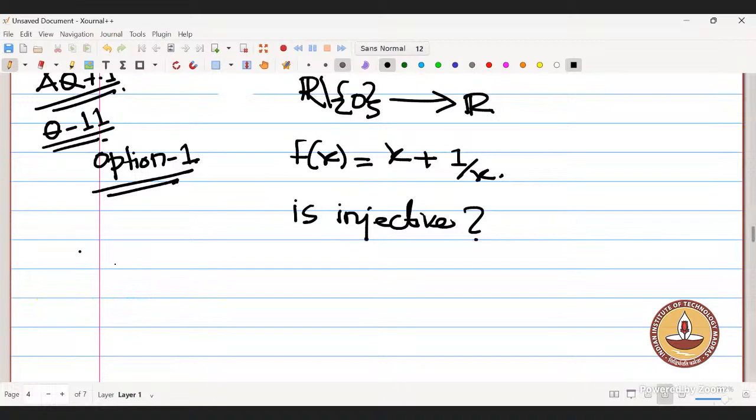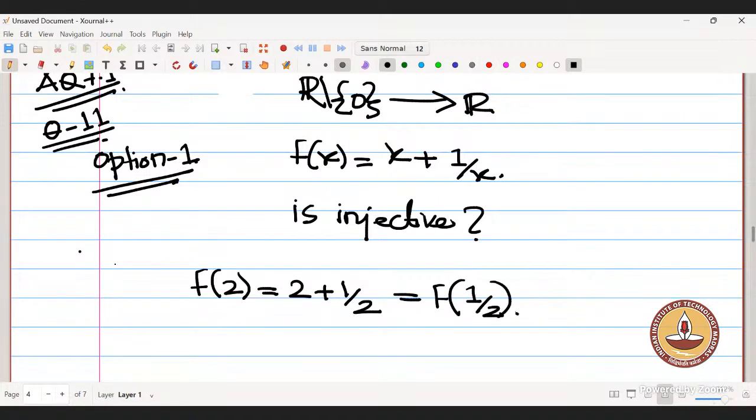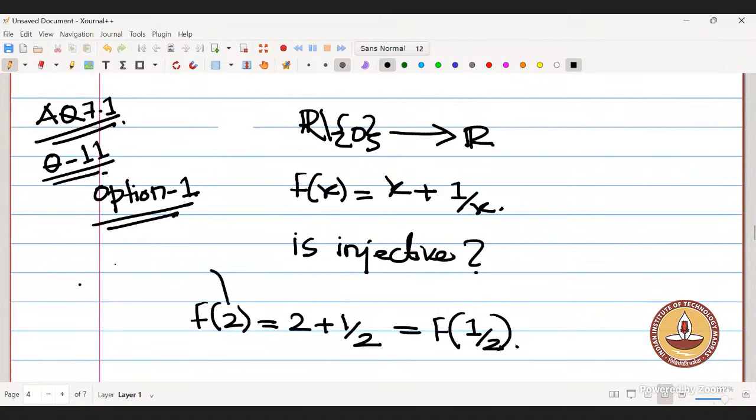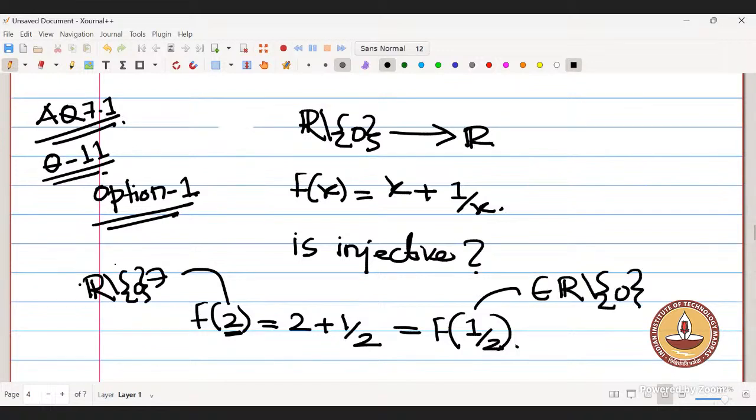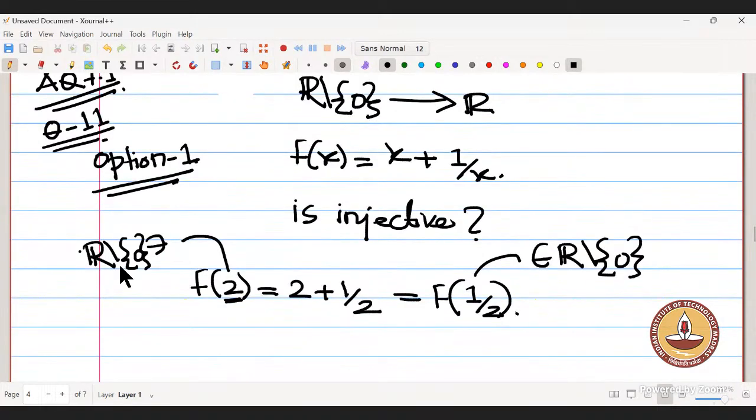1 by x and x, you will get the same value. Yes, correct. So basically, someone just said 1 by x and x, you will get the same value. For example, if you take f of 2, this is 2 plus 1 by 2, right? And I will get the same thing if I consider 1 by 2. One thing you have to make sure: this 2, I'm taking from the domain, right? This is inside my domain. Whatever domain I have considered here, this is inside my domain, and this one is also inside my domain. So I have two different things inside my domain for which I'm getting the same output. In that case, my function is not injective. This is for option one.